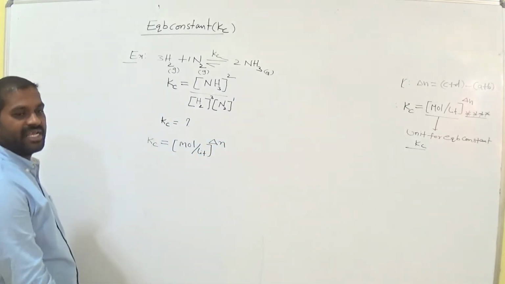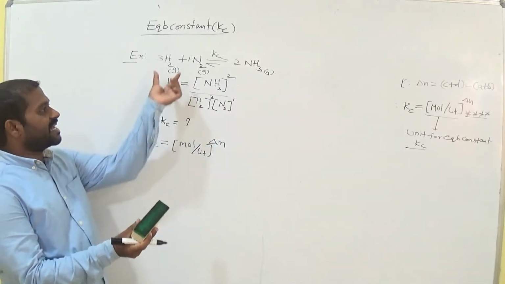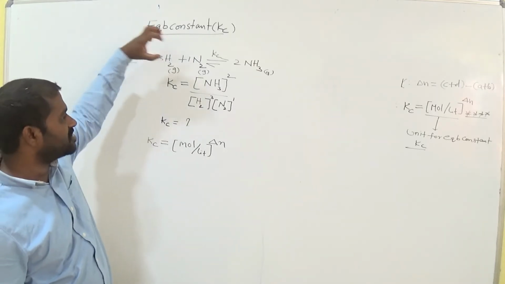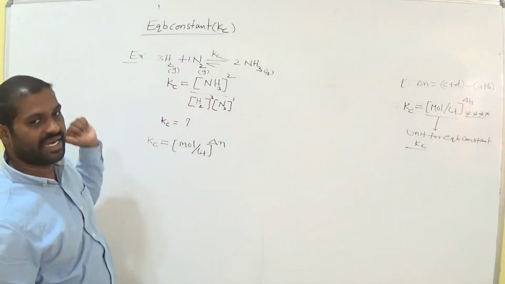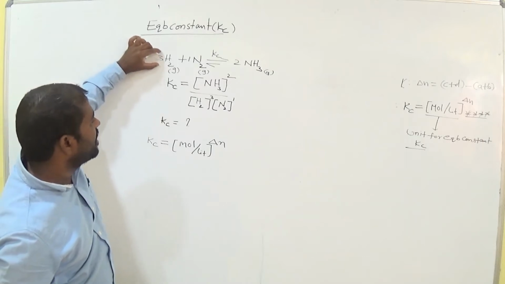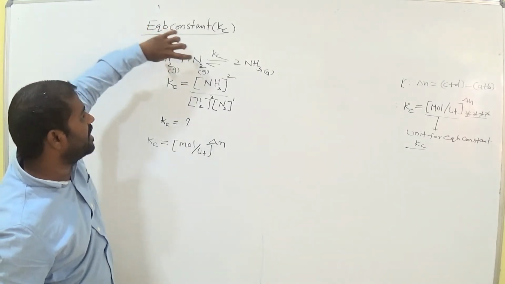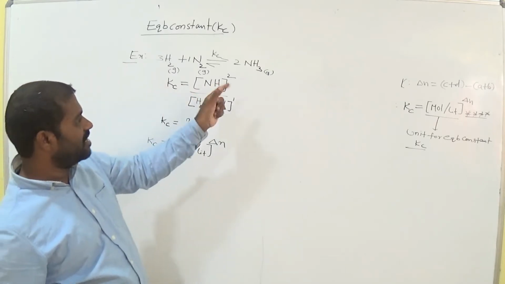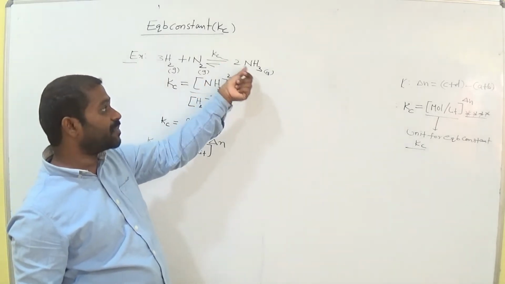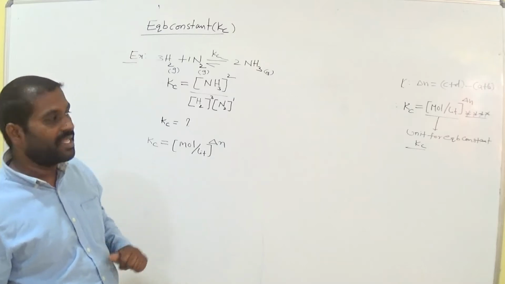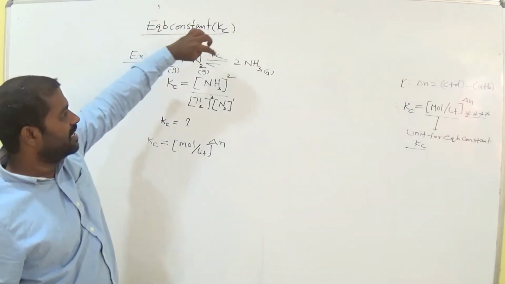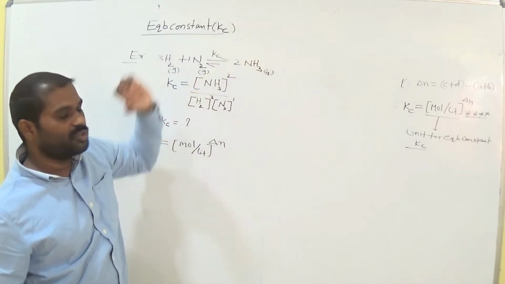Gaseous chemical equilibrium reactions. These are the reactants, this one is product. Now how many moles are present at the reactant side? 3 plus 1, totally 4 moles at the reactant side. Come to the product side. How many moles are present here? 2 moles. Number of moles of reactants 3 plus 1, 4 moles. Number of moles of products, 2 moles.